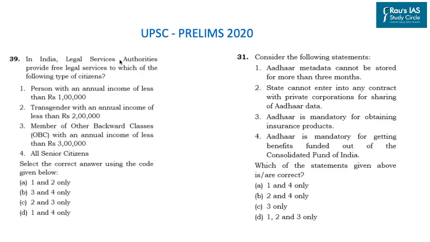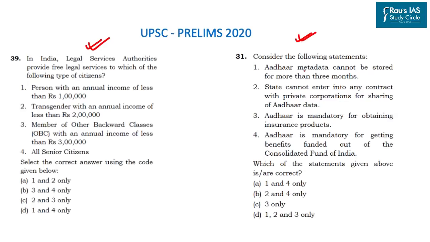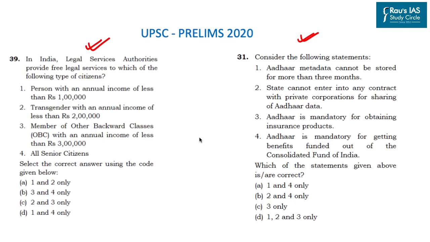Now regarding the last two questions, one was on legal services authorities and the other was on Aadhaar. Now both these questions can be said to be extremely factual and require factual information to solve them. Now I could have easily left out these questions as there were other questions in the section of Polity and Governance which you could have attempted.